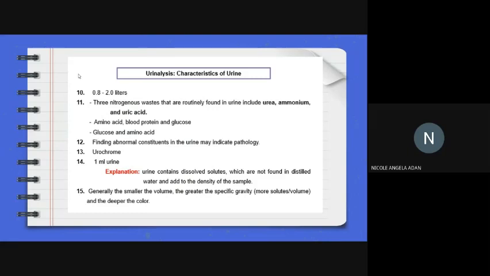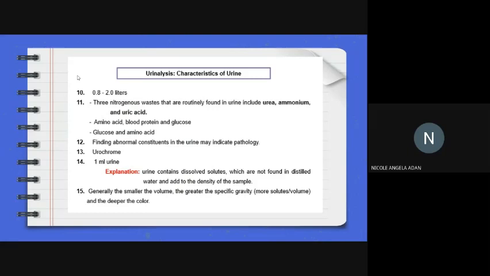What is the normal volume of urine expected in a 24-hour period? We have 0.8 to 2.0 liters, where the normal value ranges may vary slightly among different laboratories. Number 11. List 3 nitrogenous wastes that are routinely found in urine.